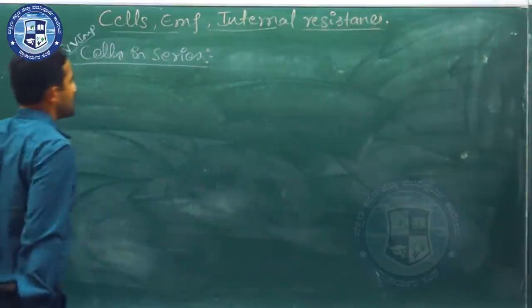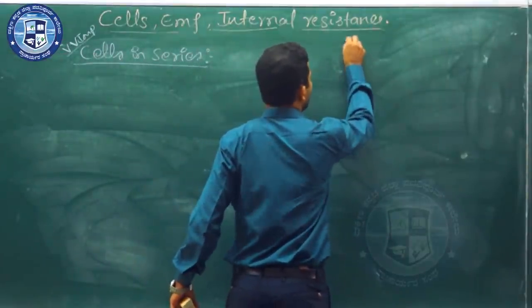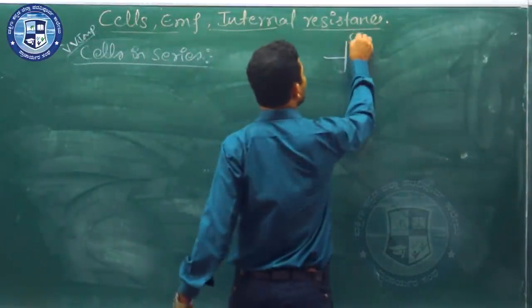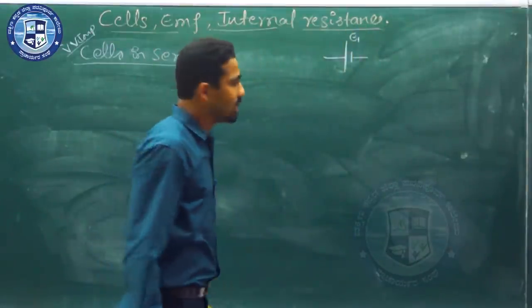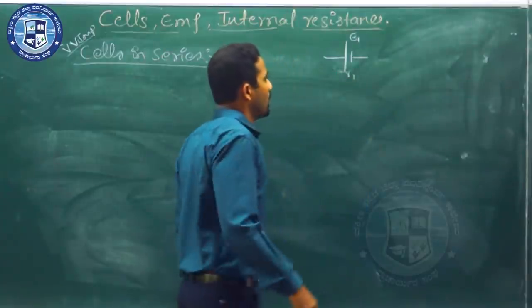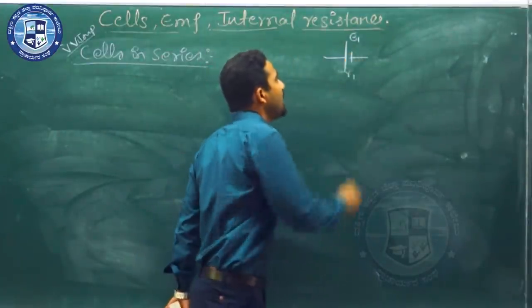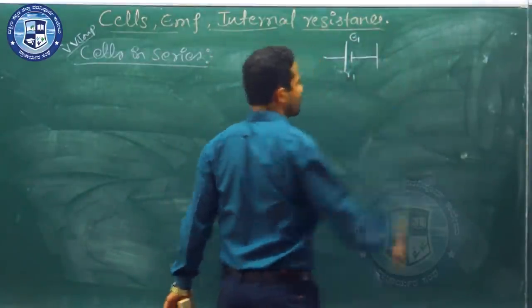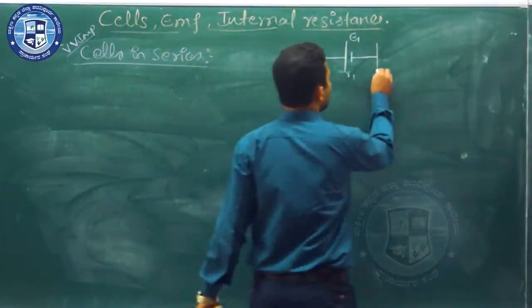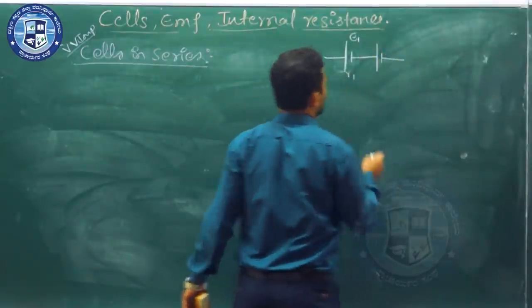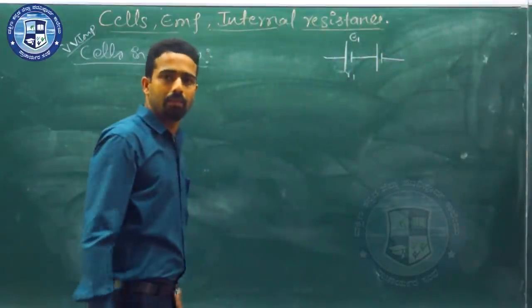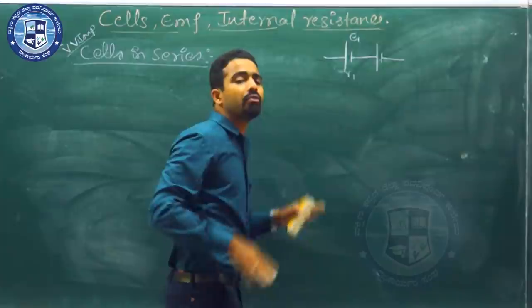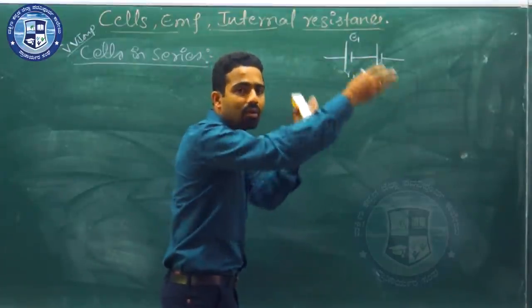Okay, let's see. Let us take one cell whose EMF is E1 and whose internal resistance is R1. Now let's connect the negative terminal of this cell to the positive terminal of another cell, keeping the remaining two terminals free. That means to these ends we can connect some external circuit, such as a resistor or anything you want.